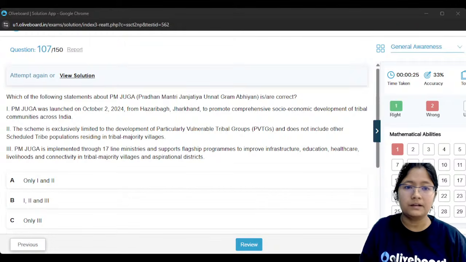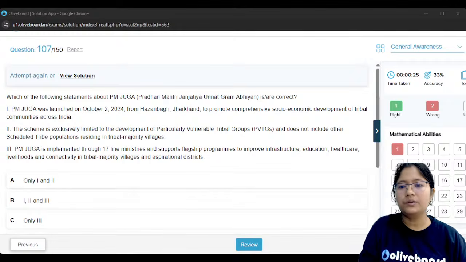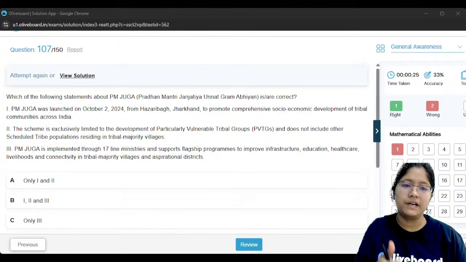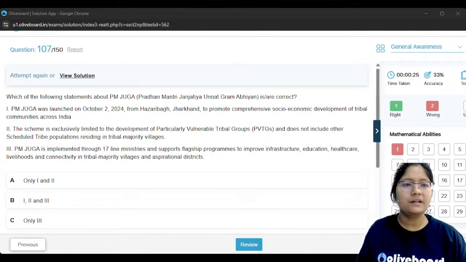So only the connectivity in the tribal majority villages, even if you normally look into that option, what will happen to the others? How can you put the connectivity only in that particular network and not the other networks? So like that you can guess what will be the answer. Can you tell me the correct answer here? Do we have another option?